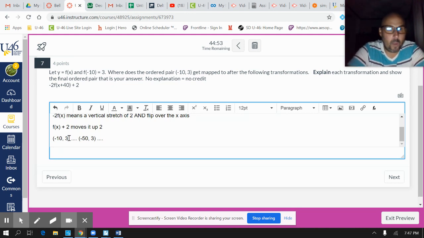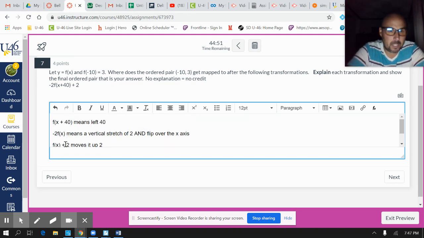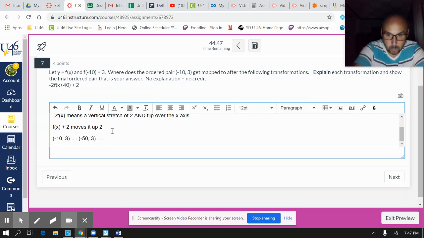And then the y value, remember plus or minus would come last with the y value. So I'm going to multiply by negative 2 first. So negative 50 just stays the same. Negative 50 is the x value. The 3 gets flipped upside down, so it would become negative 3. But then it also gets doubled because of that 2.